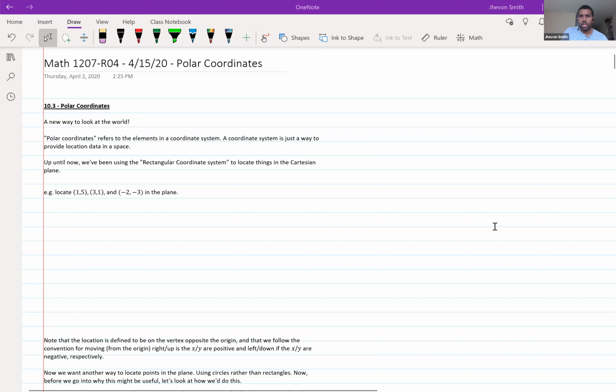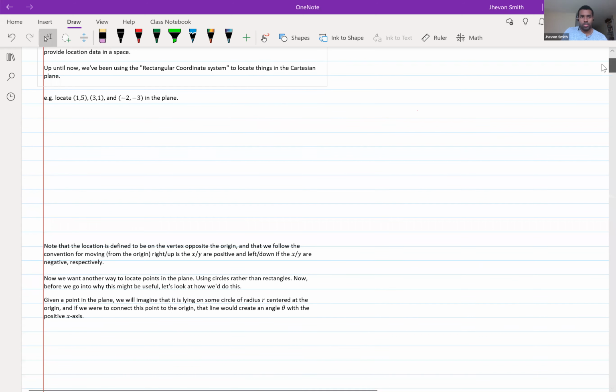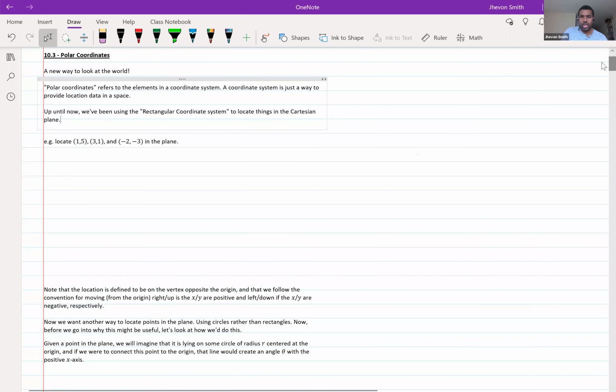So I would like to share this OneNote file, and hopefully you guys can all see that. Okay, so this is what we're going to cover today, polar coordinates, which is section 10.3 of the textbook. We're not going to go into this as deeply as the textbook does. We're just going to do kind of like an intro of what these guys are. And yeah, so without further ado, let's actually just jump into it. And you guys can just hop in whenever you have a question.